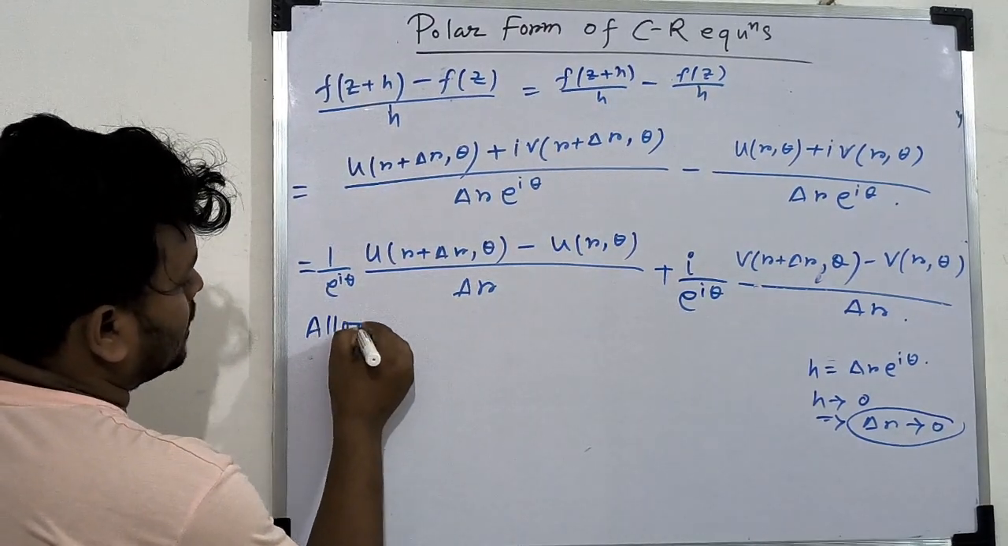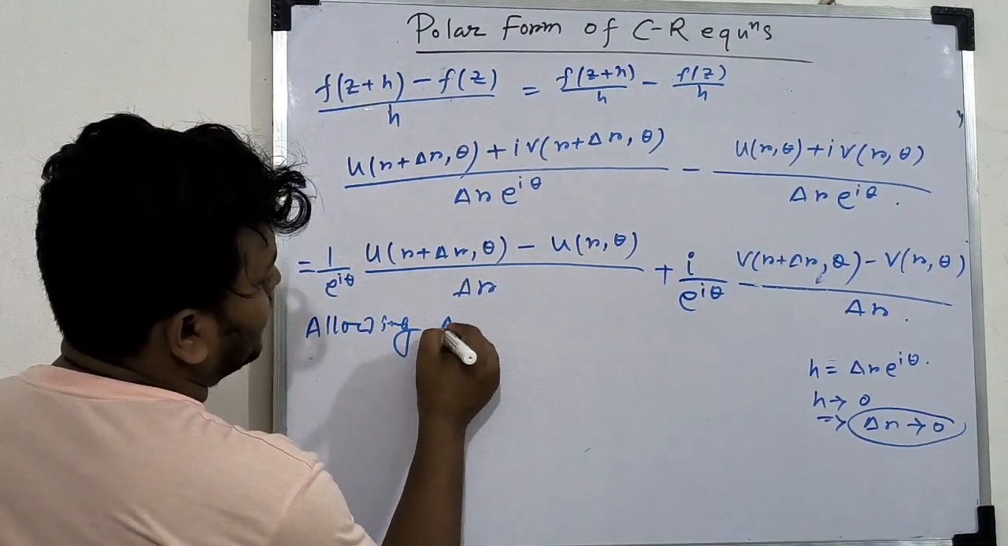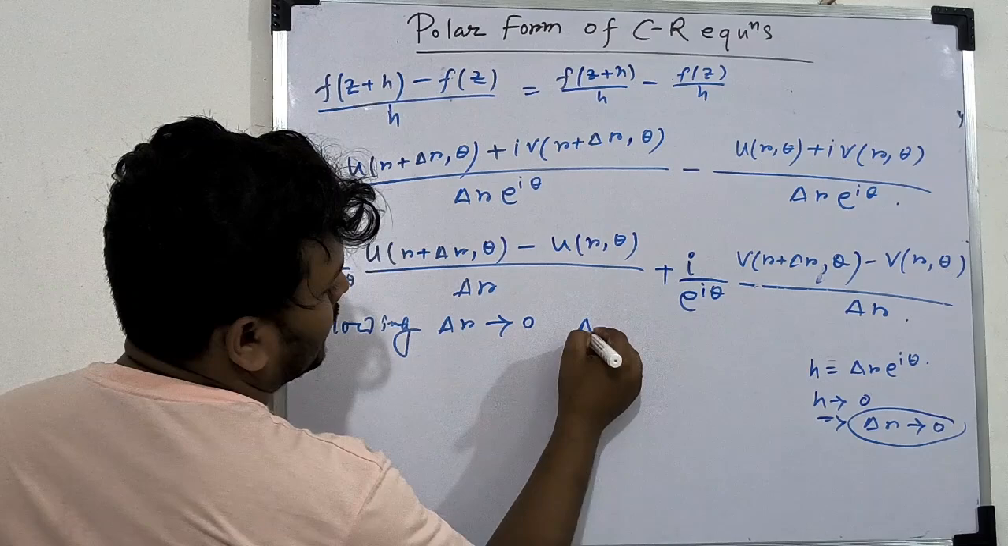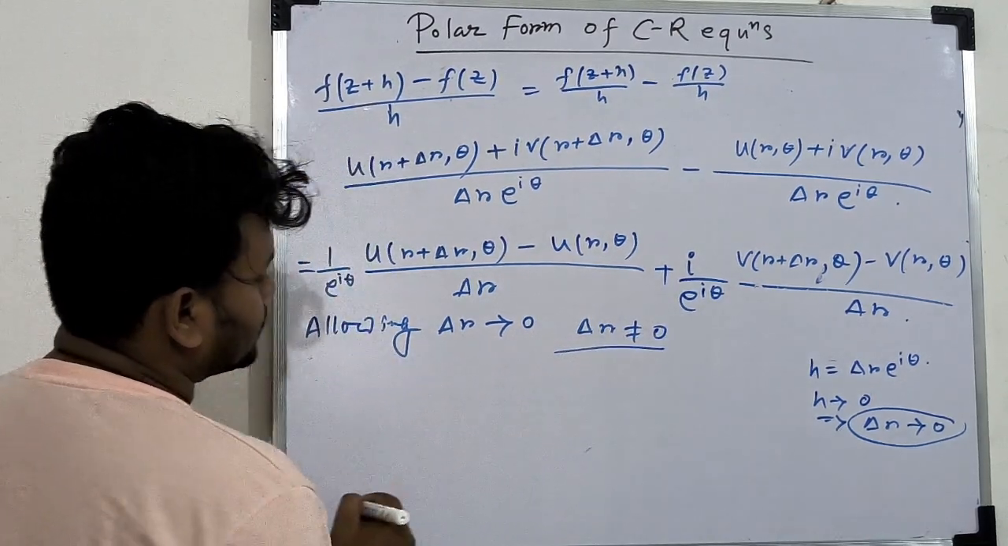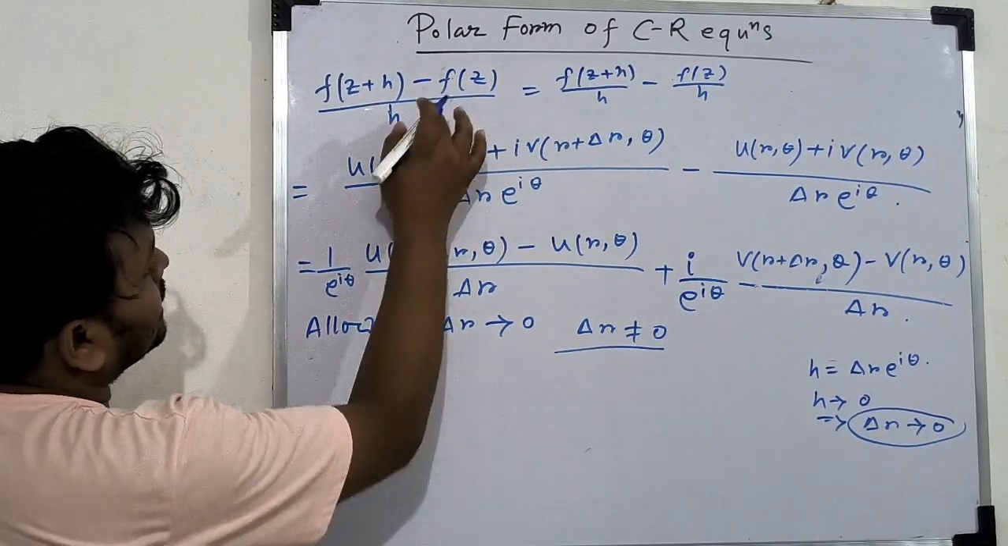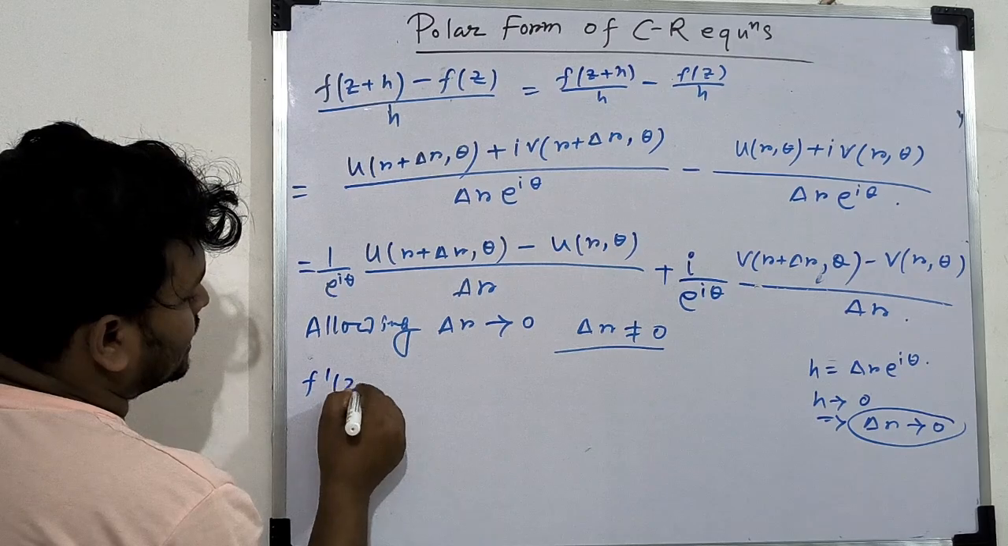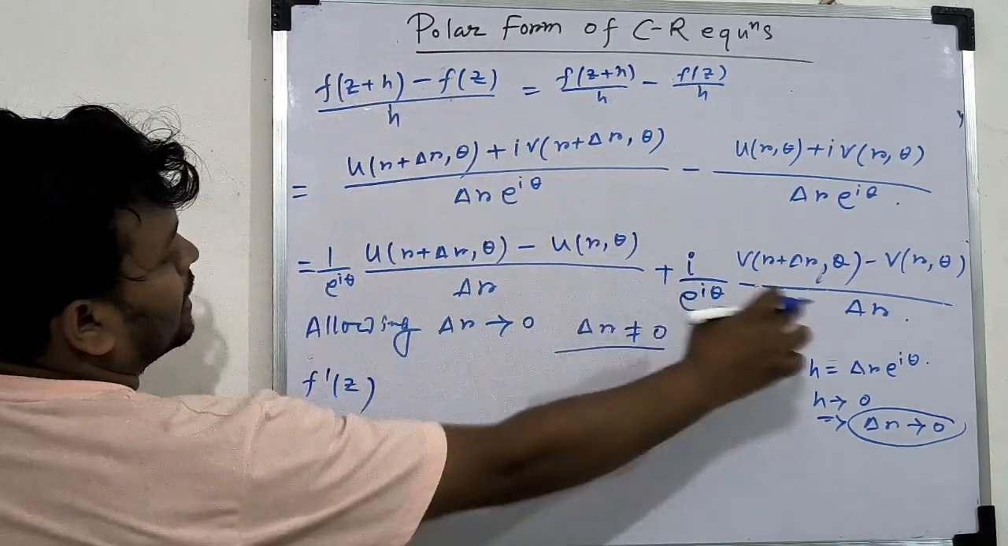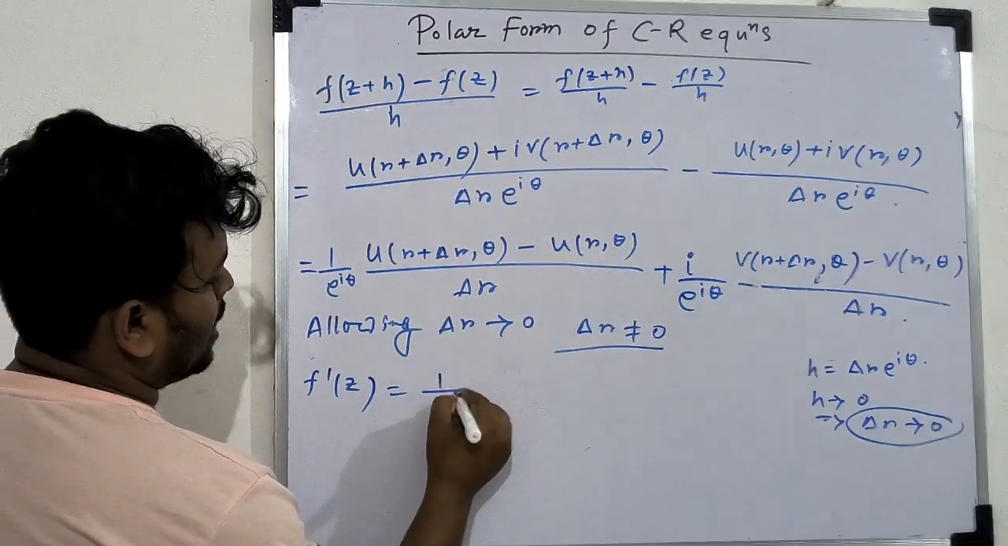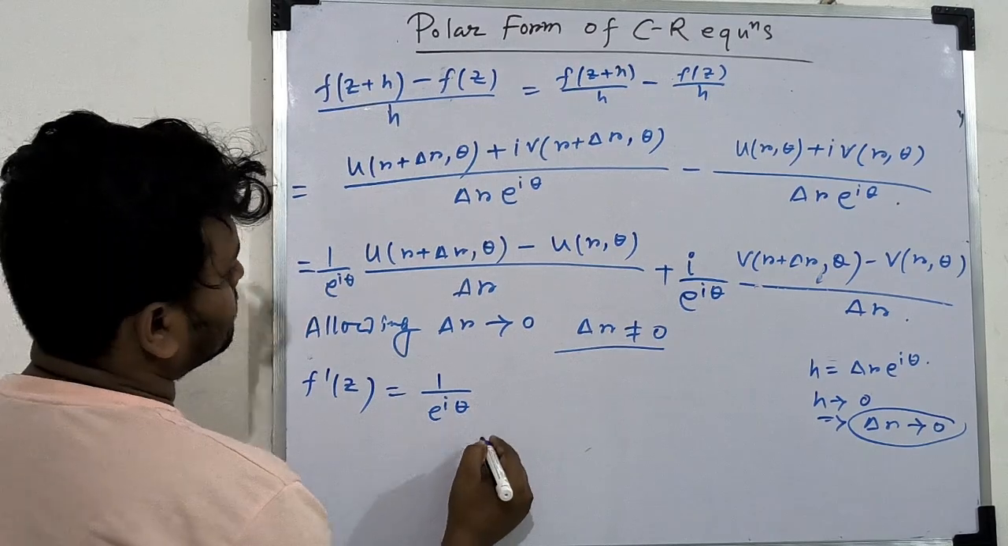So therefore, allowing del r tends to 0 as del r not equal to 0, we get from this that this limit will be f dash z, and this is nothing but this. So therefore, this will be 1 by e to the power i theta.